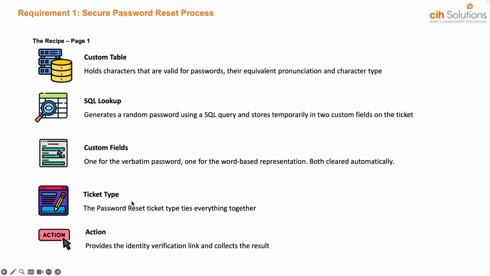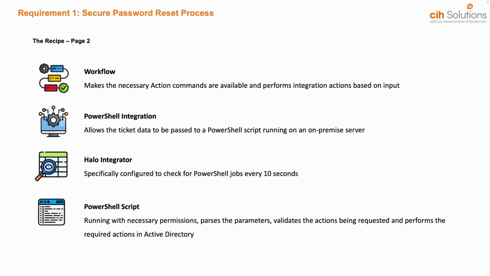Obviously we have the ticket type that ties everything together. And we have that action which provides the identity verification link and collects the result. The workflow, which you saw a drawing of, just makes all the action commands available and performs the integration actions based on the input that's provided on the action. Then, of course, you've got the PowerShell integration.